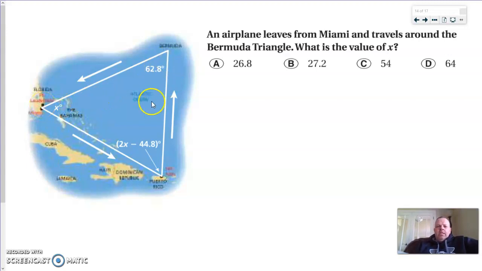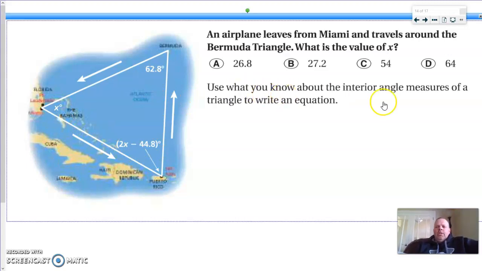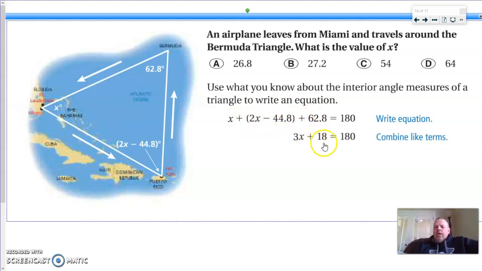It looks to me like we're trying to find the interior angles of these. So as you can see, what we know is we're doing the inside because we're finding x. One of the things that we have is x plus this angle 2x minus 44.8 plus the 62.8 equals 180. Again, I can combine those to get my 3x. When I combine these, I will get 18. Again, this is a negative, this is a positive.